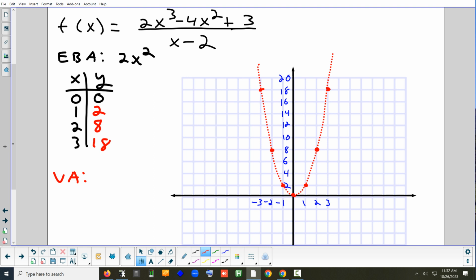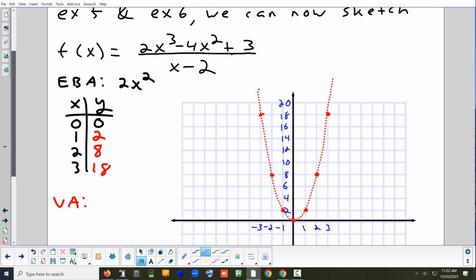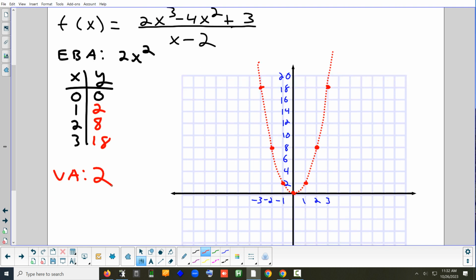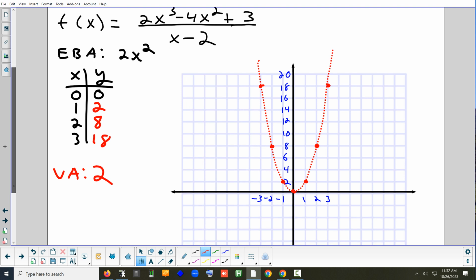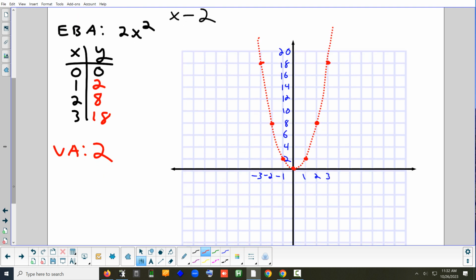Vertical asymptote. What value would make the denominator 0? 2. So let's put in a vertical asymptote. Just going to draw by hand at 2. Now remember, I had to go all the way to 40, or maybe I was at 50, I don't remember, to really see what was going on. You're going to see a little bit because I went up to 20. Probably should have even gone up to like 30.